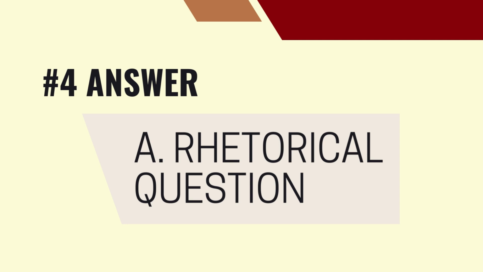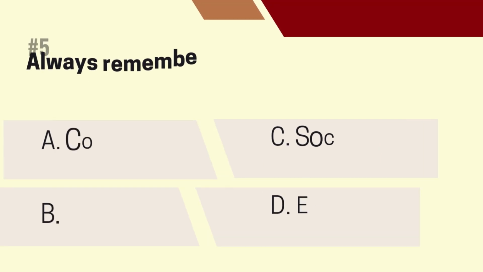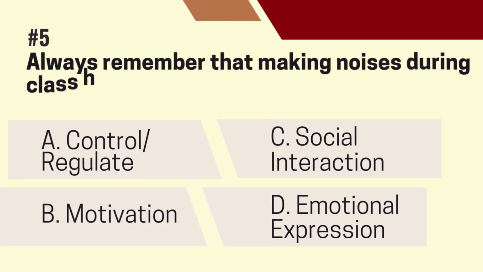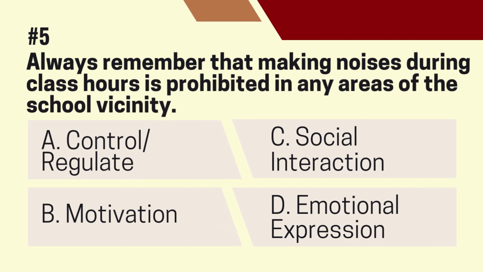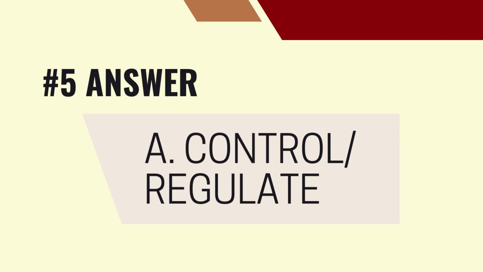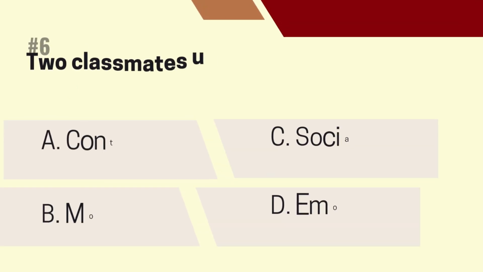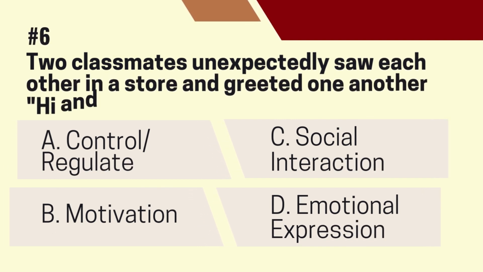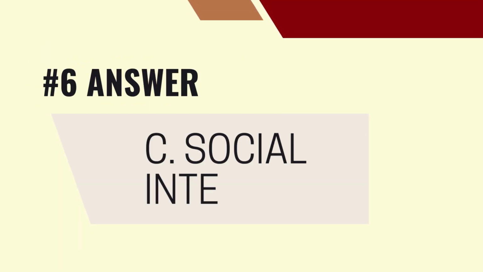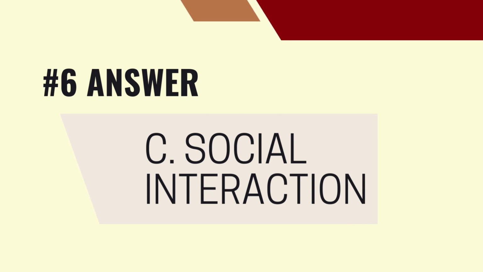Try this one. The answer is A. Control or regulate. Because the statement shows a reminder of school rule. And this one, the answer is C. Social interaction. Because the greetings demonstrate a short social encounter between the two classmates.